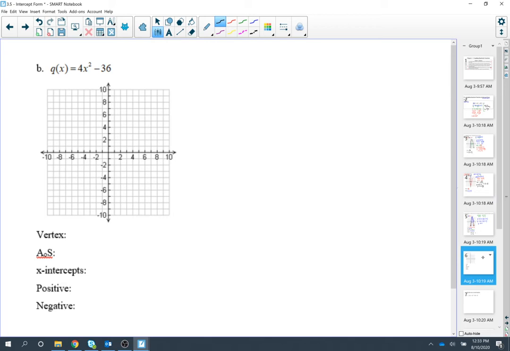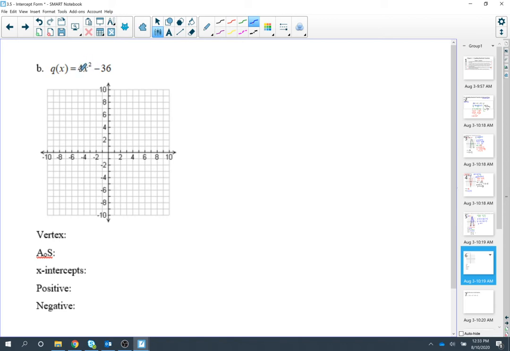Letter B. Q of x equals 4x squared minus 36. Now, once again, there's a whole lot going on here. We now know how to graph in standard form. We could do that. We know how to graph in intercept form. We're going to do that because that's what we're practicing. So, if we're doing intercept form, we have to get this into intercept form, which means we have to factor.